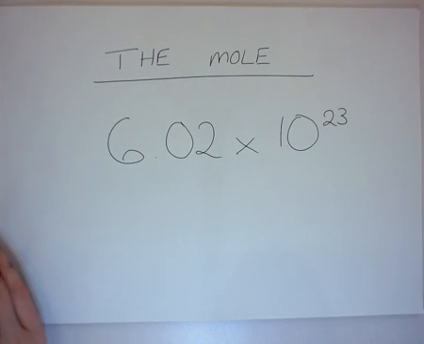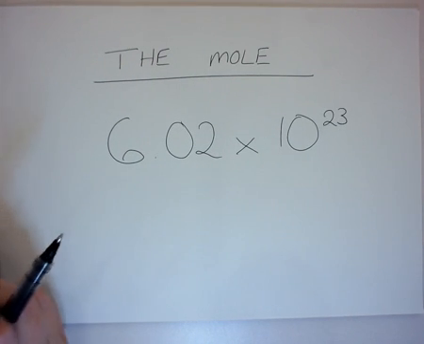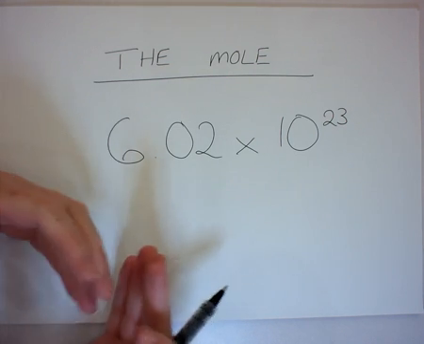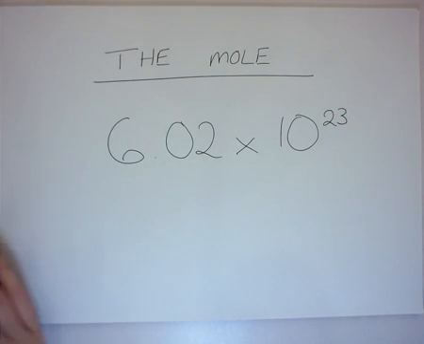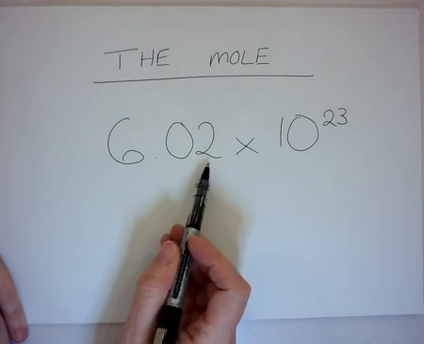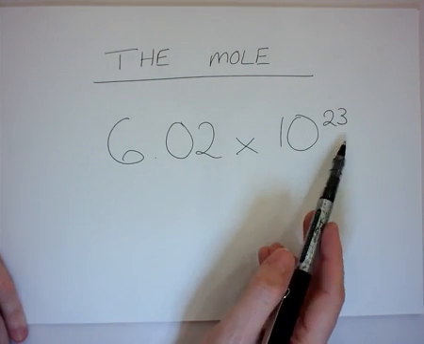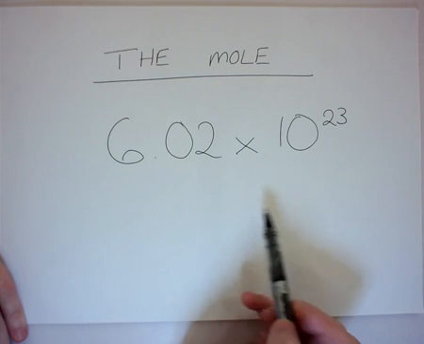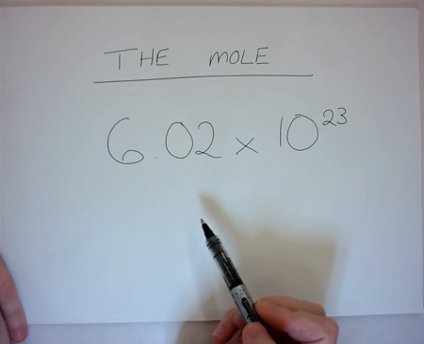Welcome to the mole. A mole is a chemist's way of counting. Just like if you have a dozen eggs, you have 12 eggs. If you have a mole of something, you have 6.02 times 10 to the power 23 of them. That means there are 6 with 23 zeros that follow. So this is a huge number.